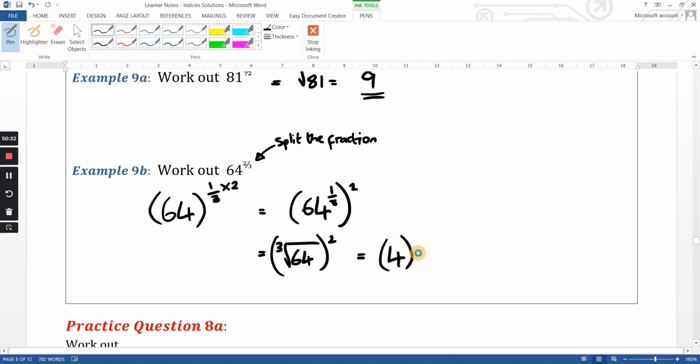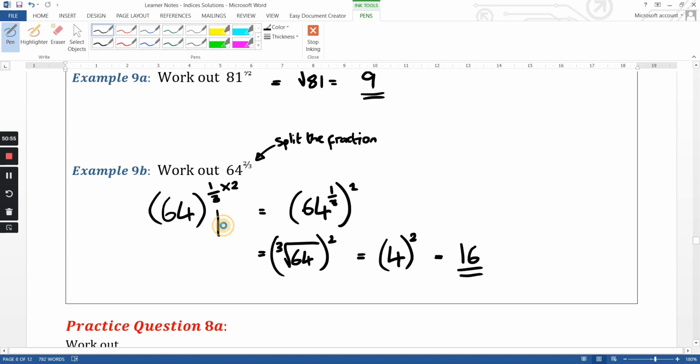Yep, so now I've got 4 inside the brackets. Still got a power 2 on the outside. And I'm just left with 4 squared, which is 4 times 4, which is 16. Yeah, it's just doing stages. And if you get weird fractions like these, then just split the fraction, ideally into fractions that you're familiar with.